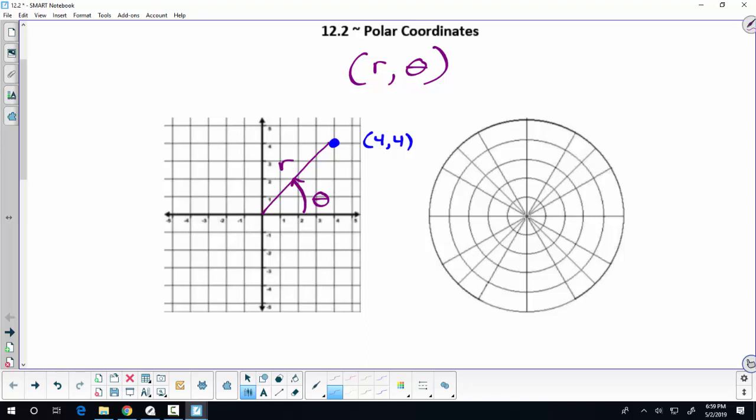But the advantage of polar coordinates is that, especially when you're trying to describe circular paths or objects, it's a little bit easier to work with because you're already in this circular coordinate system.